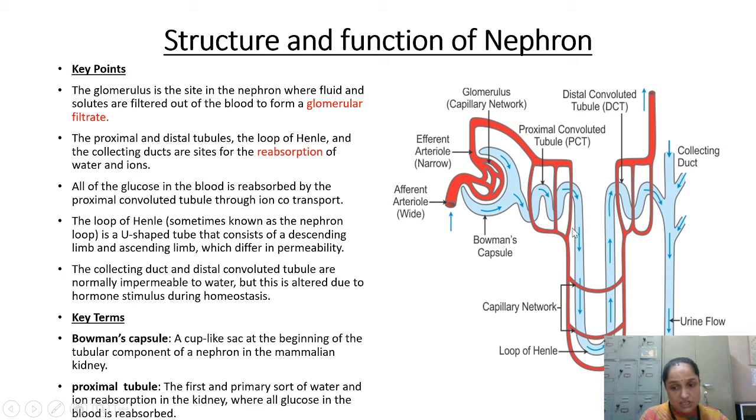तो ये जो नीचे की तरफ जा रहा है इसको हम descending limb बोलेंगे, और जब ये loop of Henle is going to move upward to the DCT, it is known as the ascending limb. Okay, make it clear. Okay, which differs in permeability.